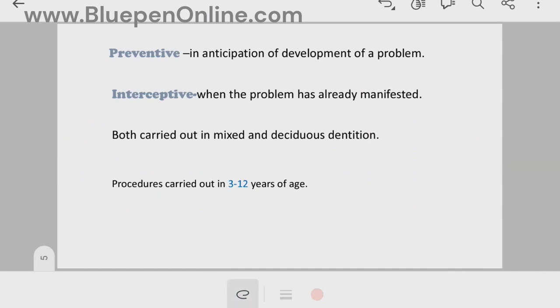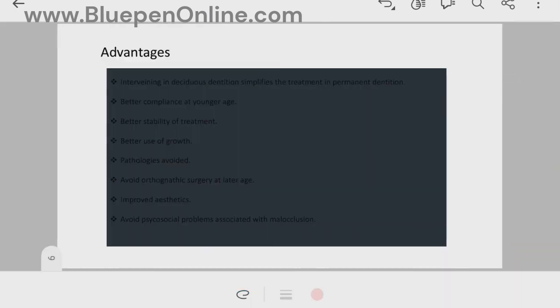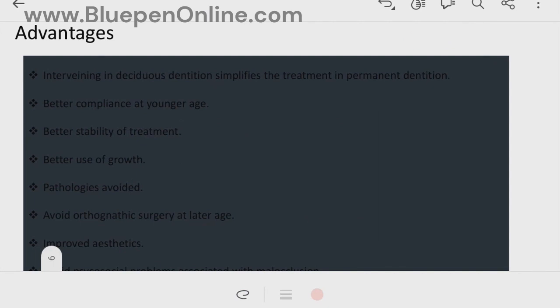So what I've told is the first slide, the anticipation, and when it is already there. Both are done in mixed and deciduous dentition, 3 to 12 years of age, this is when you do this. Now coming to the advantages, I think it's not that clear, so I will tell you.